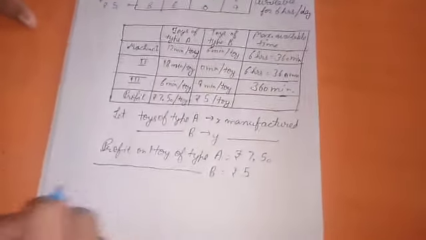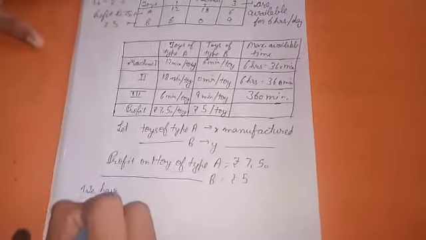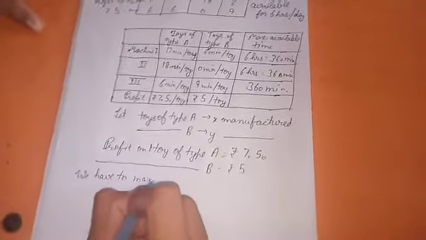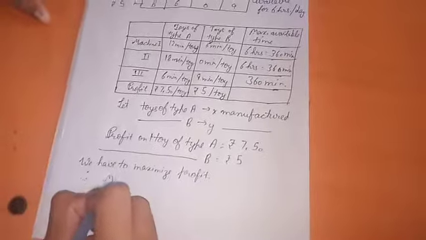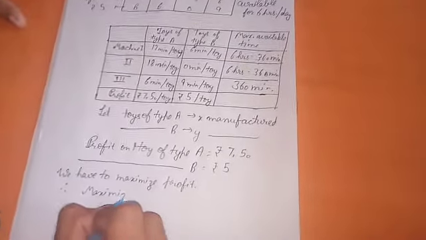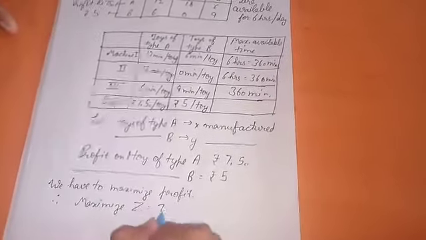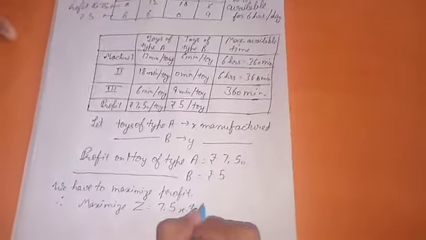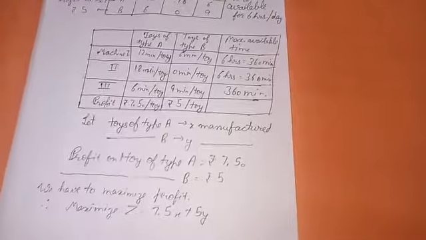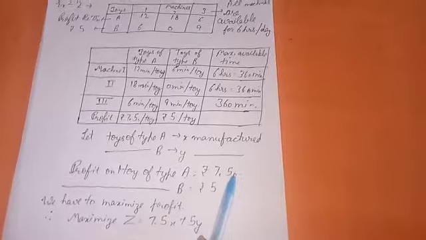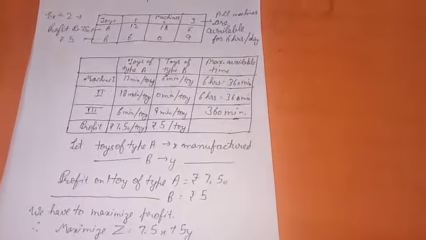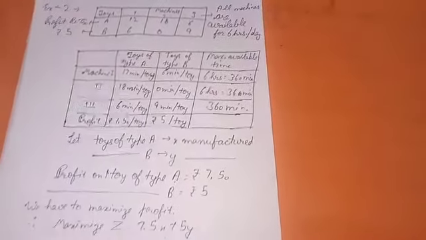And what you have to do? We have to maximize profit. Therefore, we have to maximize Z, that is 7.5x plus 5y. Okay, X of type A are produced. Profit on one is this, so on X will be 7.5x. Similarly on Y of type B will be 5y.